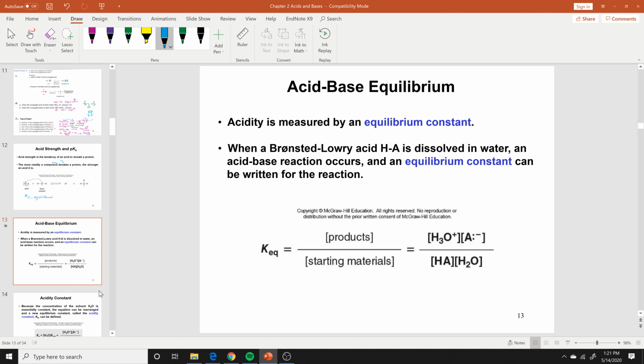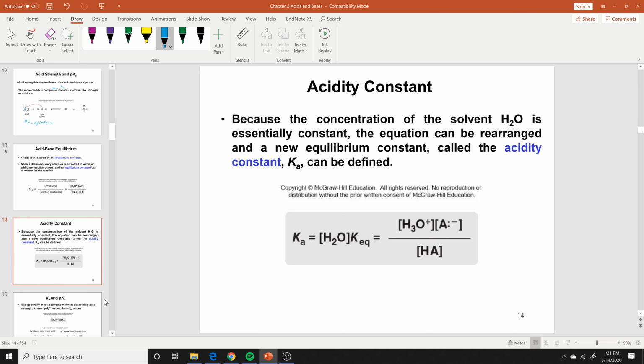Now, in order to determine the acidity of the acid, we normally look at the equilibrium constant. It is the measure for the acidity. And the equilibrium constant, as in Gen Chem 2, is the concentration of the products divided by that of the reactants. You already know this. Now, if you consider the dissociation of a weak acid, we have HA plus water. That is going to give H3O plus and A minus. So this is the dissociation of a weak acid.